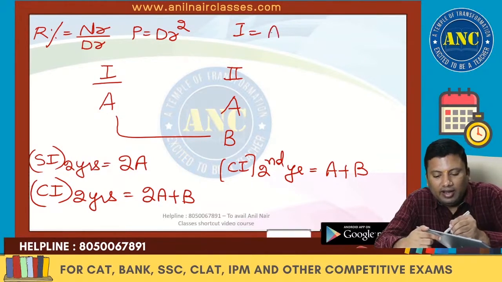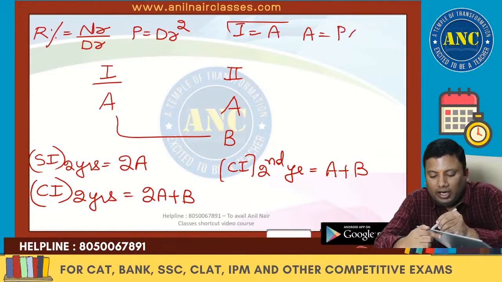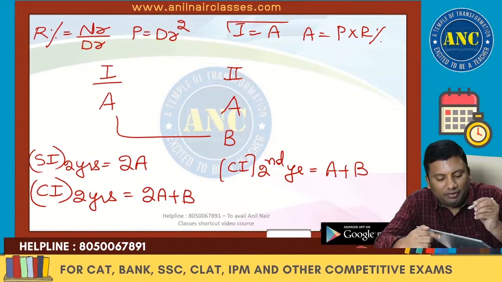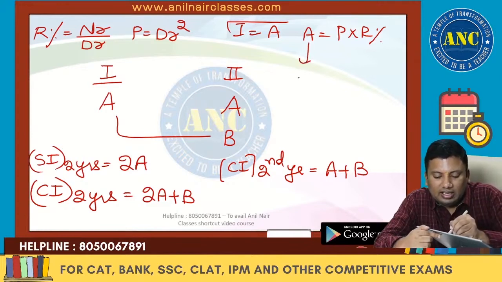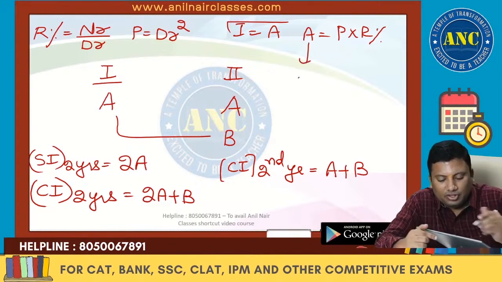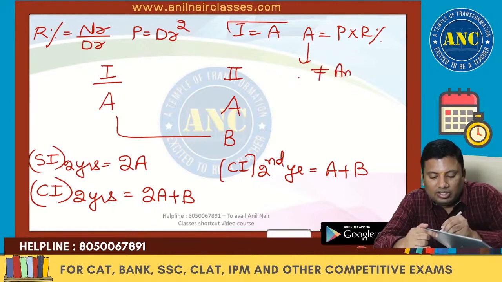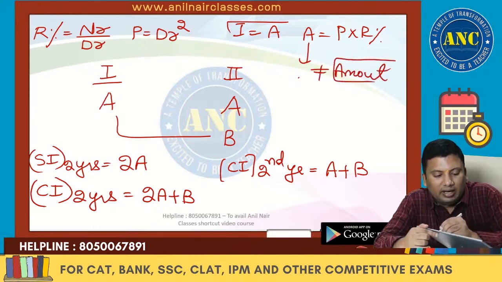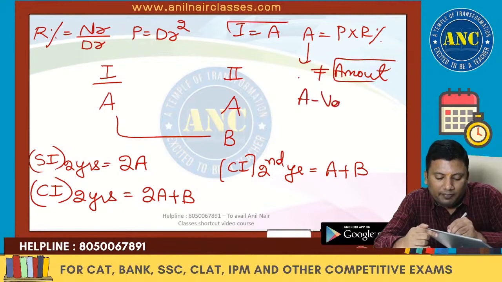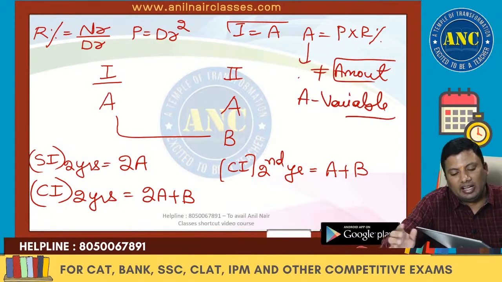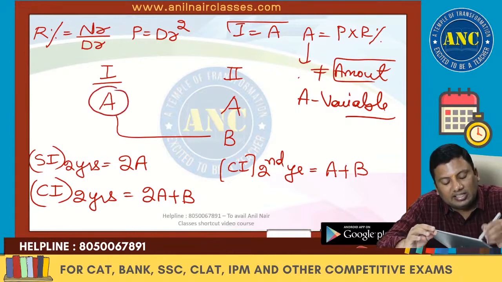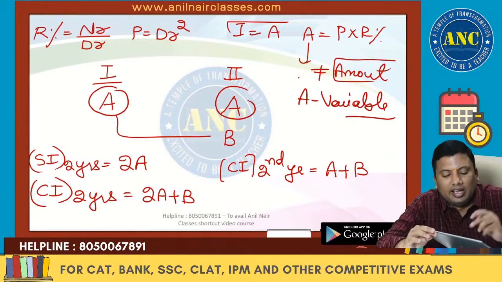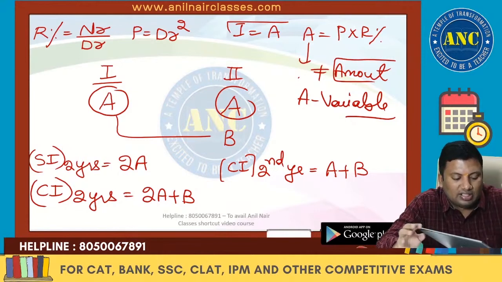Right, A value. What is A value? A value is nothing but P into R percentage. Please don't confuse it, this is not the amount, sir. Amount is capital A, but A is a variable here. I hope the idea is clear. SI for the first year is A, second year also it is A. Total SI for 2 years is 2A.